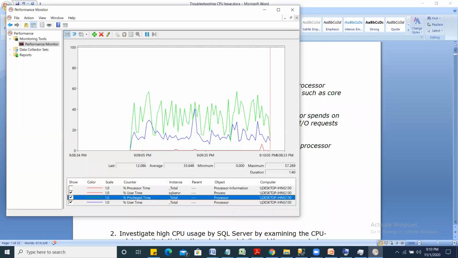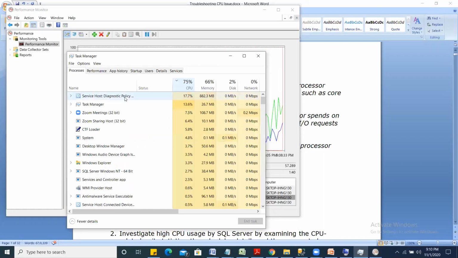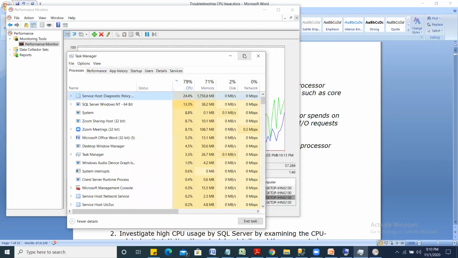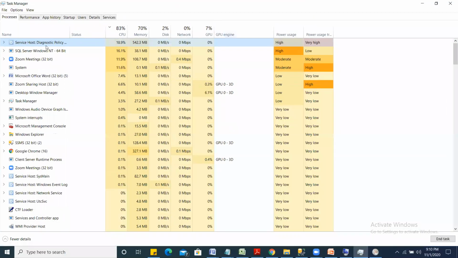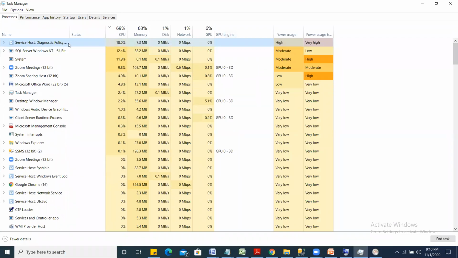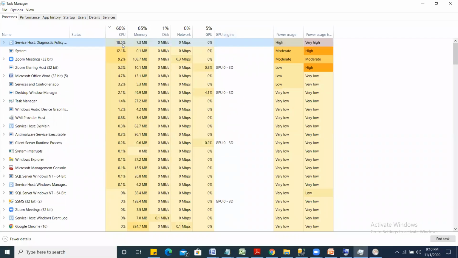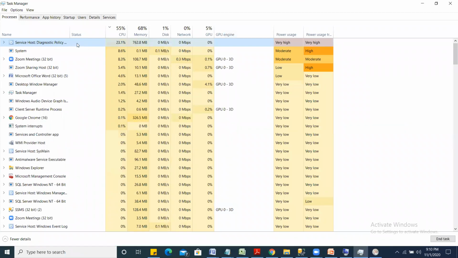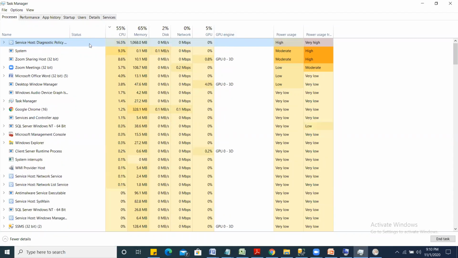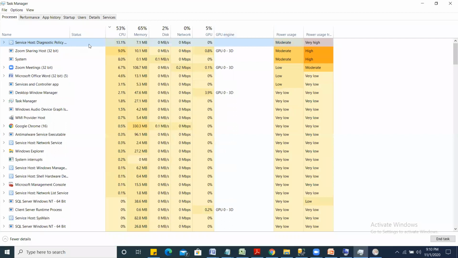Now you can go to the task manager. From here you determine which process is consuming most of the CPU time. Here I see that Service Host Diagnostic Policy is consuming most of the CPU time, or this is the highest consumer, right? I cannot do anything with this. It is a must to run, or I can contact the Windows administrator or VMware administrator, right?